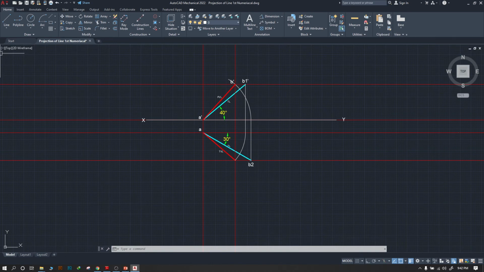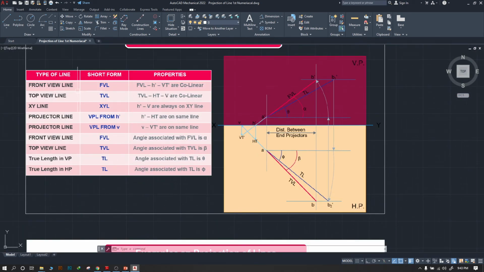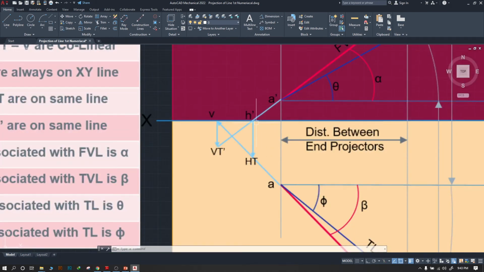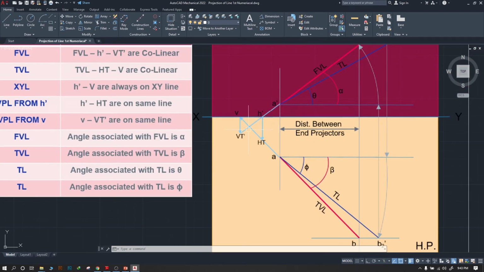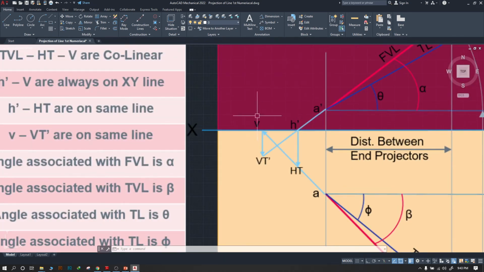Now the remaining part is to find the traces of the line. As we know the properties of the line, in the front view, the front view length, h dash and vt are collinear. That means we have to extend this front view length to find the h dash and vt. As we know that a dash is on the xy line, that means our h dash and a dash points are at the same location. Next we have to find the vt dash. So we will extend that line in the downward direction, and we will extend the top view length to the xy line, and at that point we will get the v point.